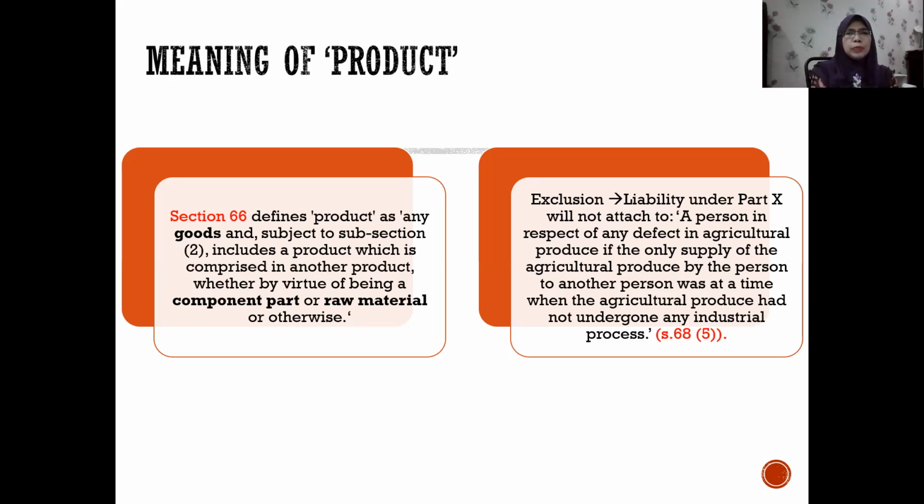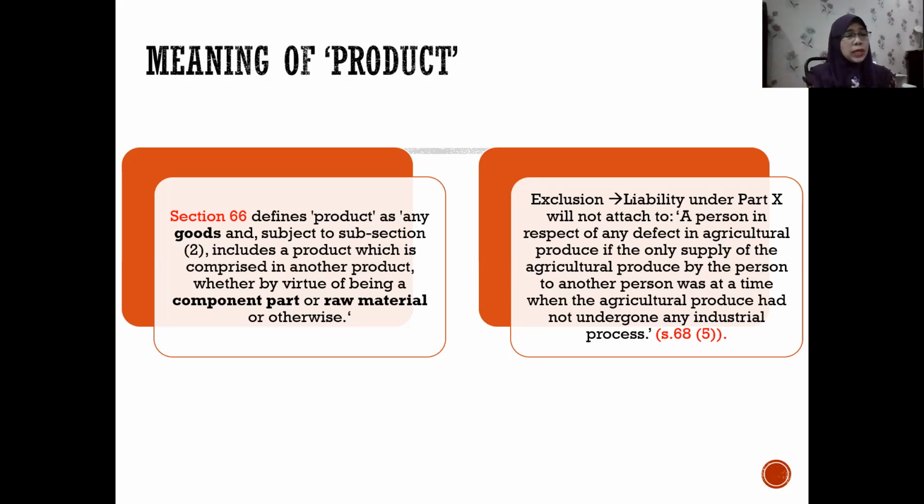So now we move to the meaning of the word product. What's the meaning of the word product here? You can refer to the actual provision. This is only the summary for the purpose of the lecture. So section 66 of CPA defines product as follows: any goods, and subject to subsection 2, includes a product which is comprised in another product, so it's a product within a product, whether by virtue of being a component part or raw material or otherwise.